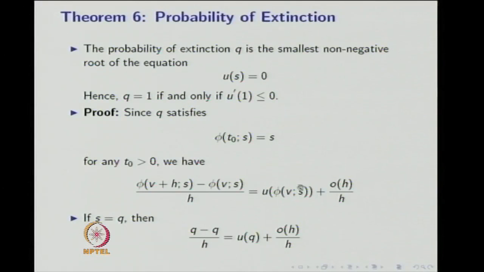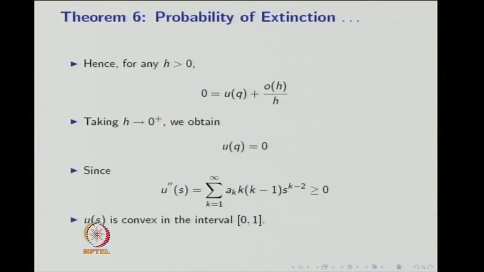When you put S is equal to Q here, then psi of V comma Q will be Q. Therefore, this will be U of Q plus order of H divided by H. By substituting S equal to Q in this above equation, the left hand side becomes 0. The right hand side first term psi of V comma Q will be Q. Therefore, it will be U of Q plus order of H divided by H. For any H greater than 0, it will be 0 is equal to U of Q plus order of H divided by H. As H tends to 0 plus, you will get U of Q will be 0.